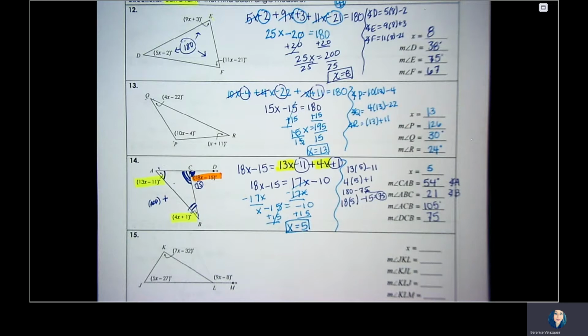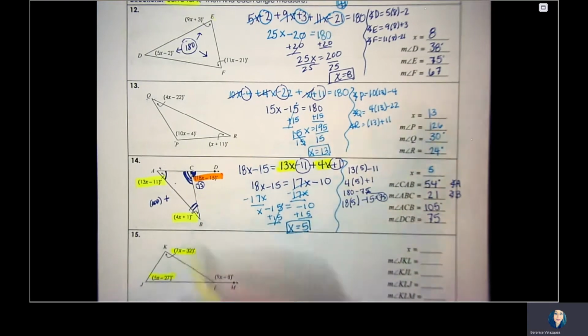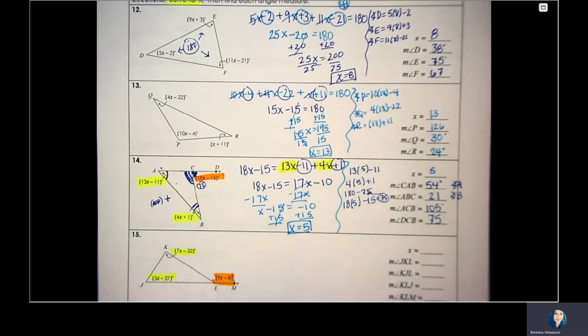Okay, last one is done the exact same way. So again, I challenge you to pause it and try to do number 15. See what you can do there. Okay, these are the two on the inside. So those are the two that are going to get added together. This is the one on the outside. So this is the one that's by itself on the equal sign.